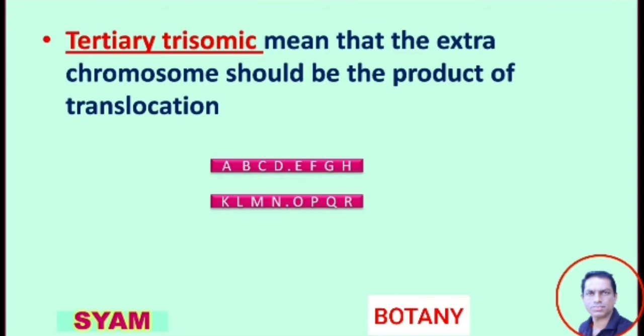So trisomics are of three types: primary, secondary, tertiary. Primary means the newly added chromosome exactly resembles the homologous chromosome. In secondary trisomic, the newly added chromosome is an isochromosome. The two arms contain the same genes in that chromosome. In tertiary trisomic, the newly added chromosome contains entirely different genes.